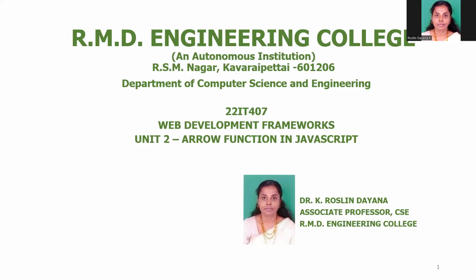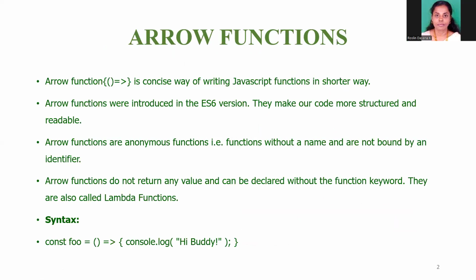In this video, we are going to discuss arrow functions in JavaScript. Arrow function is a concise way of writing JavaScript functions in a shorter way. Arrow functions were introduced in the ES6 version. It makes our code more structured and readable.